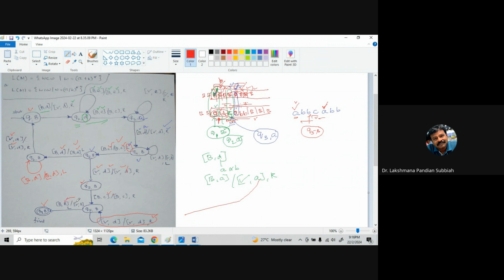Then at the end, we are reaching the blank space. So the last blank space, then it will move to here. Then it will reach Q9. That is the final state. So that's all for the Turing machine design for WCW. So you have to consider now that Turing machine.